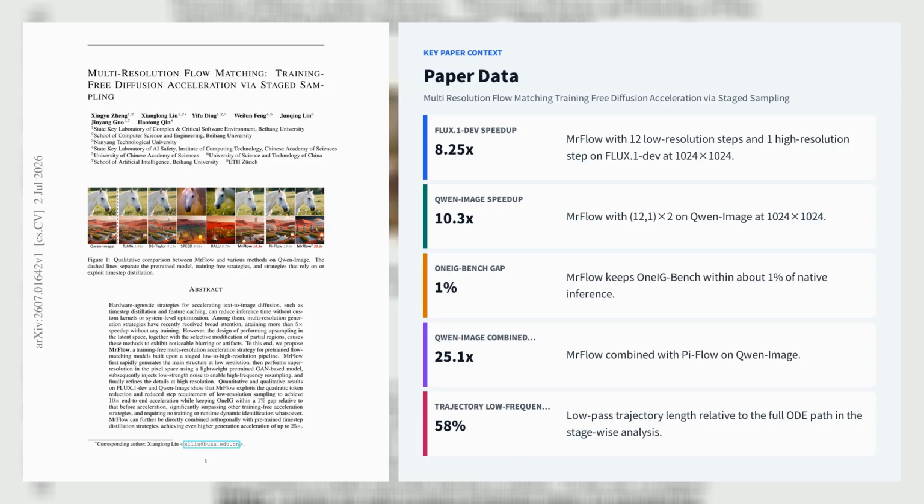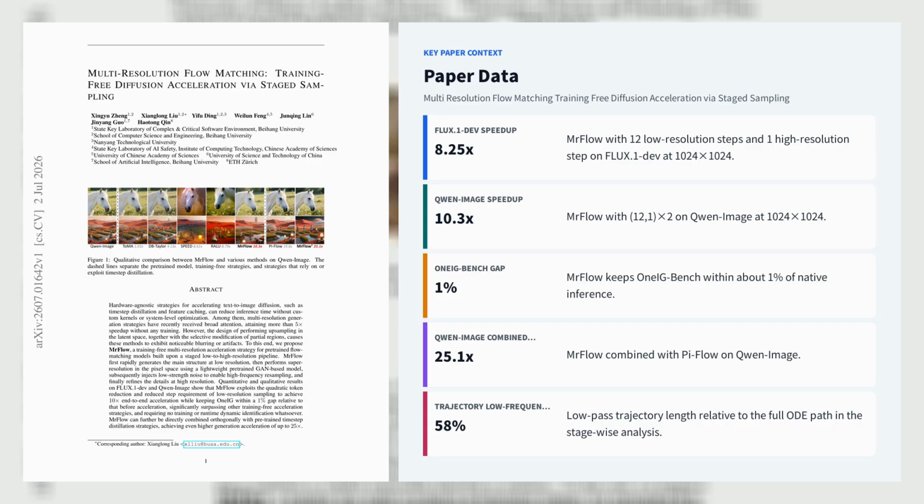Let's explore the third paper, Multi-Resolution Flow Matching: Training-Free Diffusion Acceleration via Stage Sampling. MR-Flow, from Beihang University, ETH Zurich, and collaborators, is a training-free acceleration method for modern flow matching diffusion models such as Flux, Flux.1 Dev, and Qwen-Image.